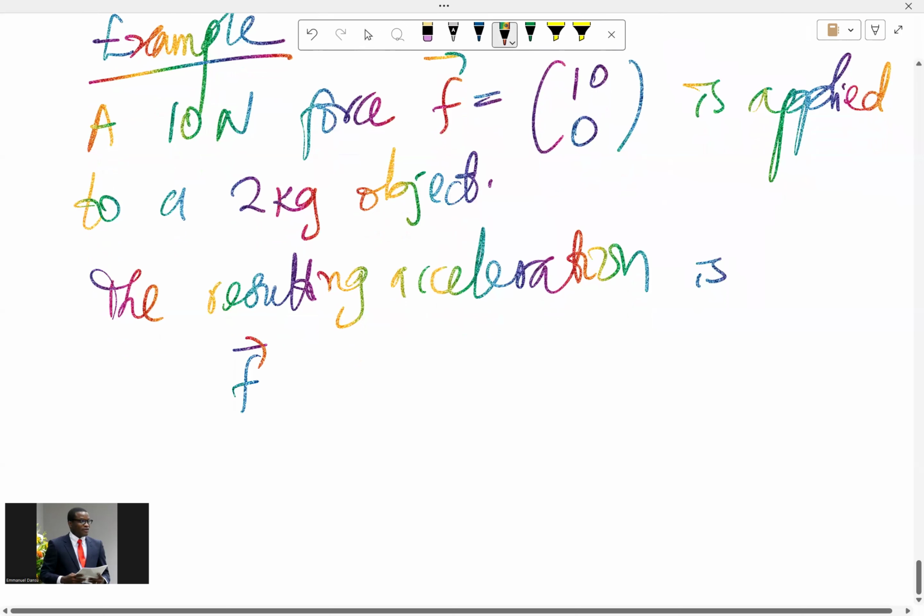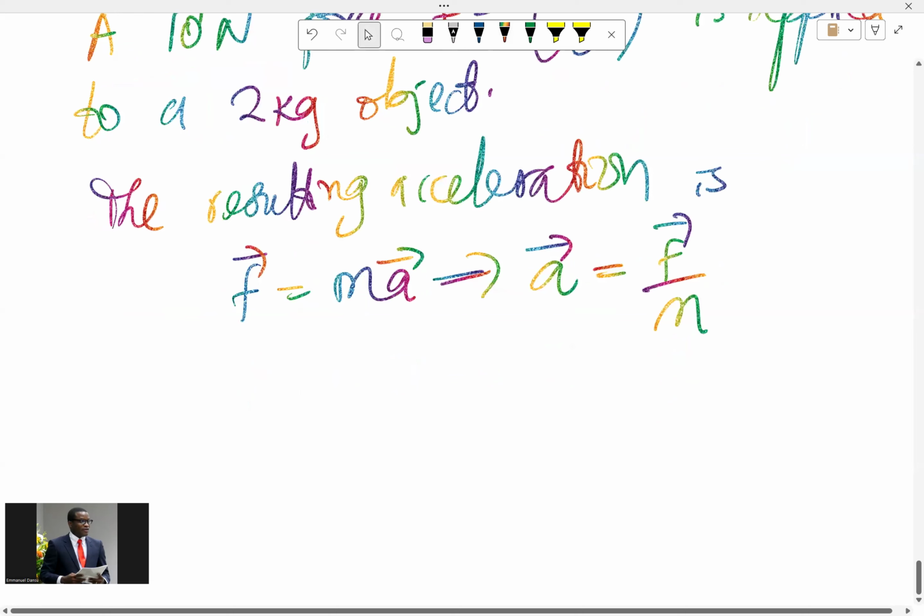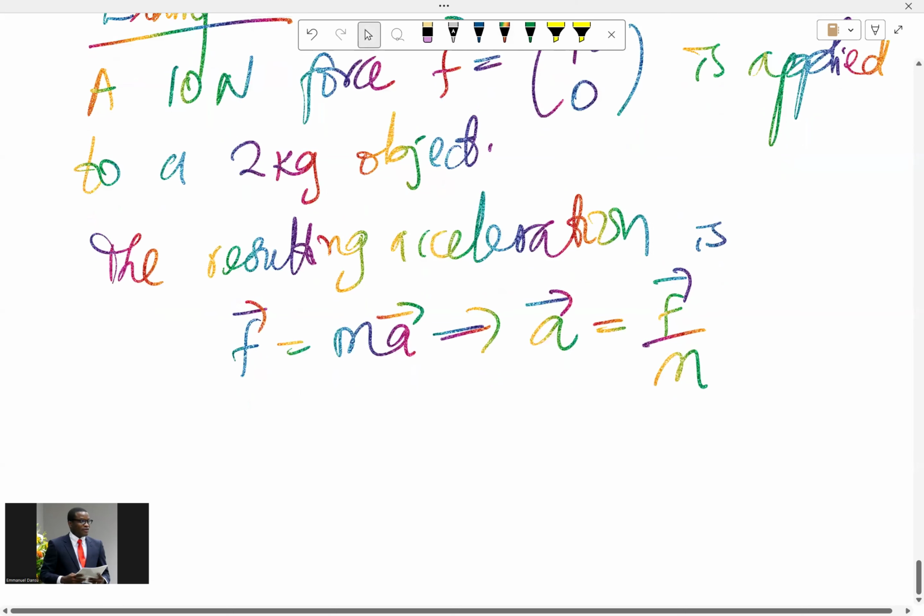normally we have F equals M times acceleration. So that would mean that the acceleration itself, which you're looking for, is obtained by dividing both sides by the mass. So that's the force divided by mass. Of course, mass is a scalar, while acceleration and force are vectors. So in this case, the acceleration is equal to the force, which is (10, 0), and the mass is 2 kg, so we divide by 2 down here.